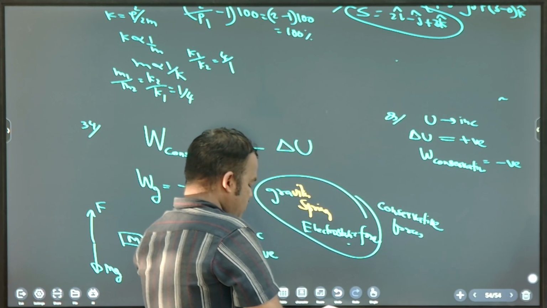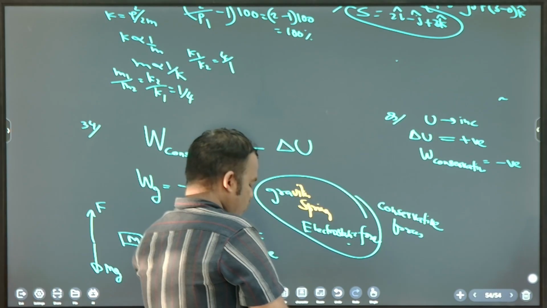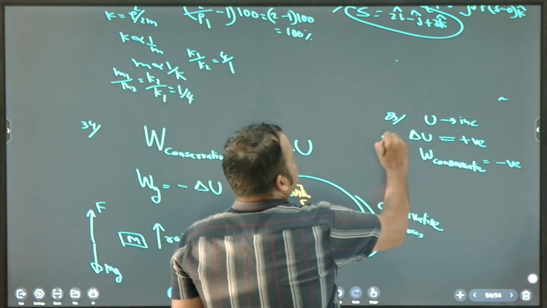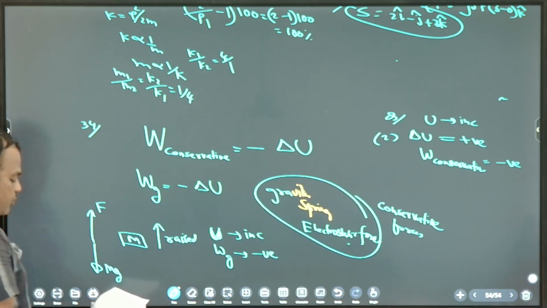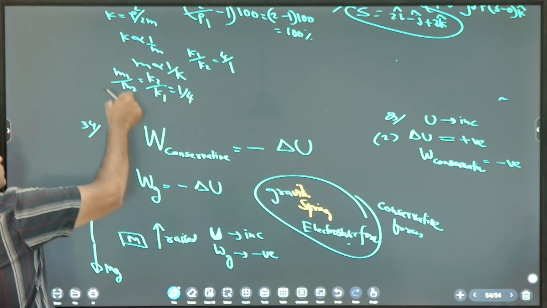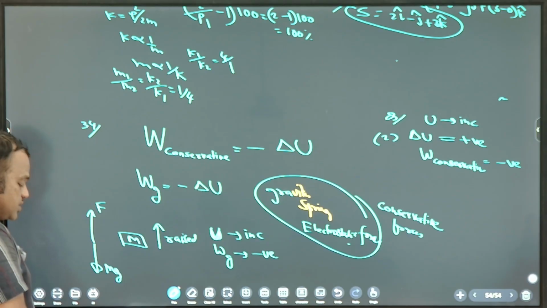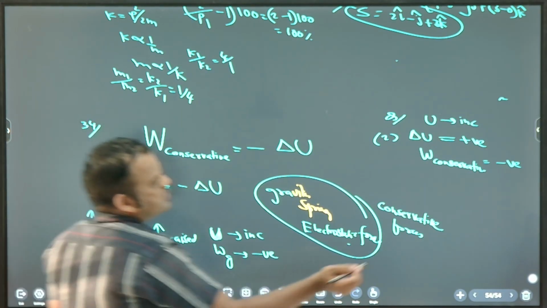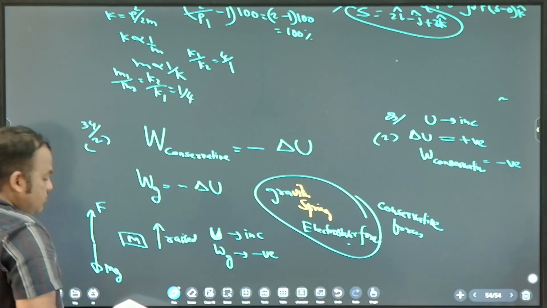Upon the system, no, work is done, second is correct. Work is done against the conservative force because potential energy is increasing. Potential energy is increasing, so you are doing work against gravity. Work against gravity, note down. 35. So second is correct. What is the answer given? Tell me. Second. Okay, 35.